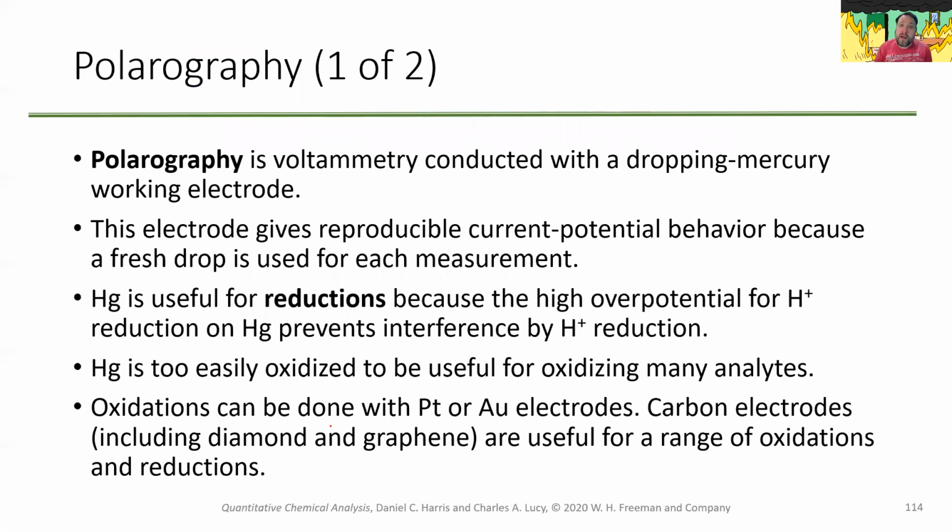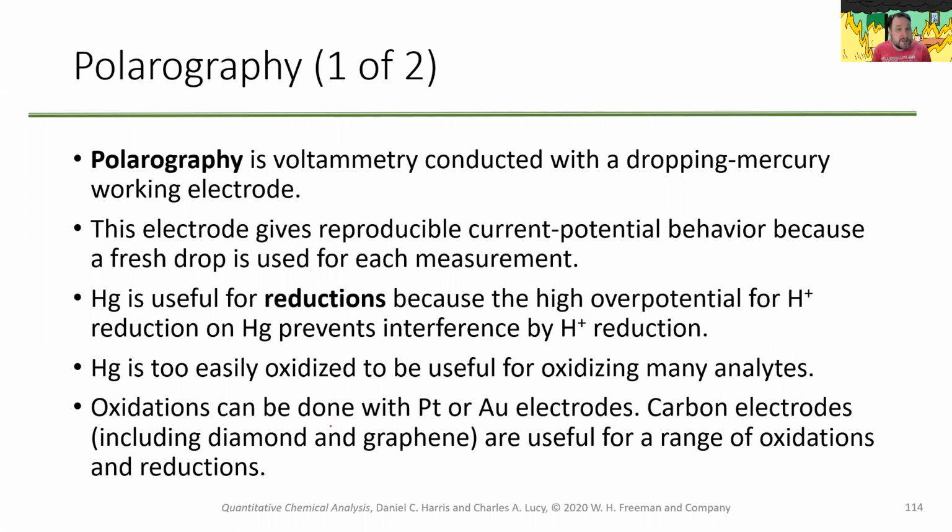So polarography, voltammetry connected with the mercury dropping electrode. This electrode gives a nice reproducible current potential behavior because a fresh drop is used for each experiment. So one of the things that you have to do in regular voltammetry is you got to polish up these electrodes, right? And you can get stuff stuck on the electrodes, and the electrode surface can get all kind of gunked up. So you're like, well, how do I get rid of that? Well, this is one way to overcome that, is to use this mercury drop, which gives you a nice fresh surface each time. So that's a pro, right?